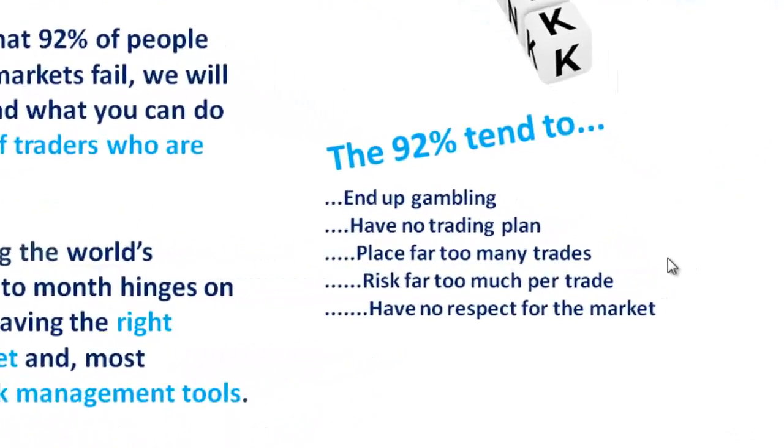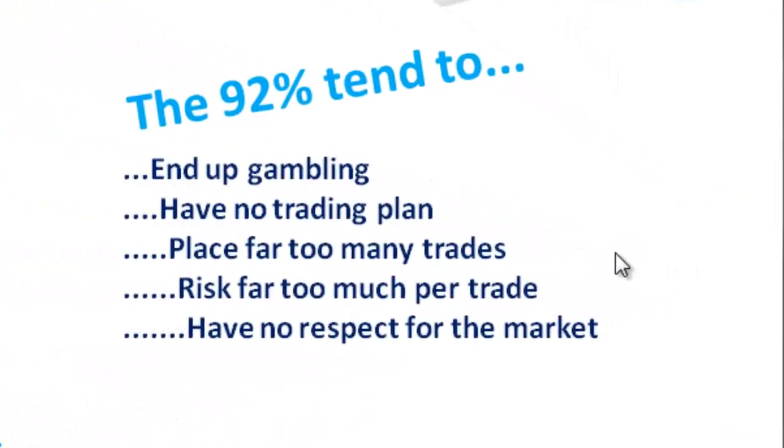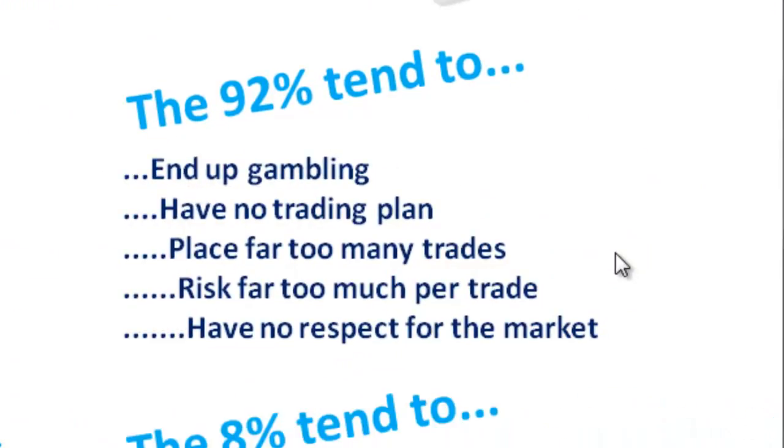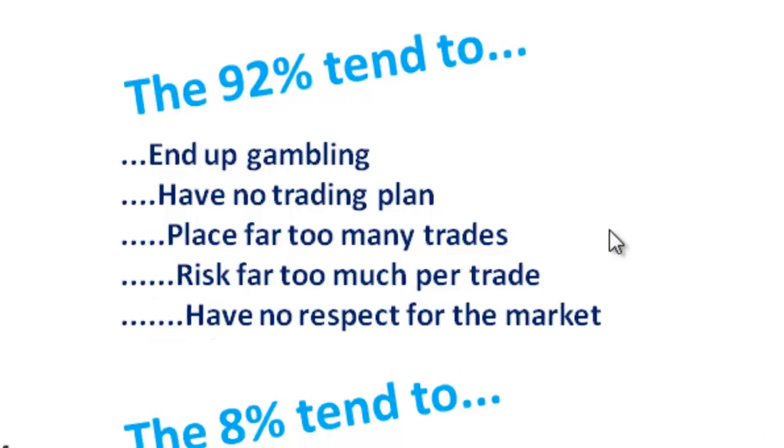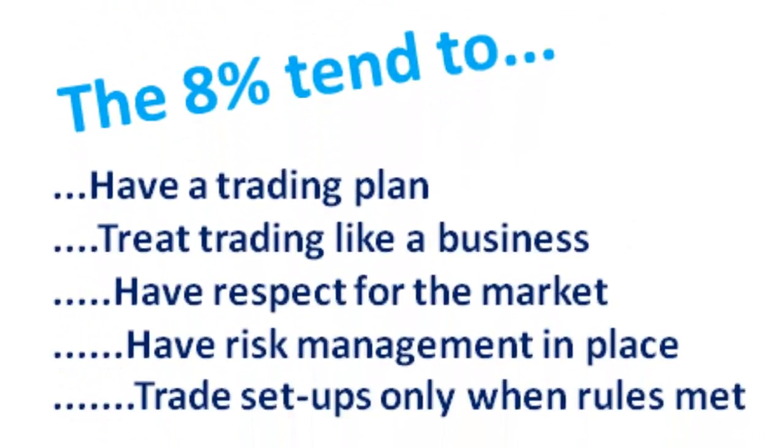So what do the 92% of people who fail tend to do? Well, they gamble, they have absolutely no trading plan whatsoever. They place a very high frequency of trades with pure blind faith. They risk too much per trade, and they have absolutely no respect for the utter chaotic randomness of the market.